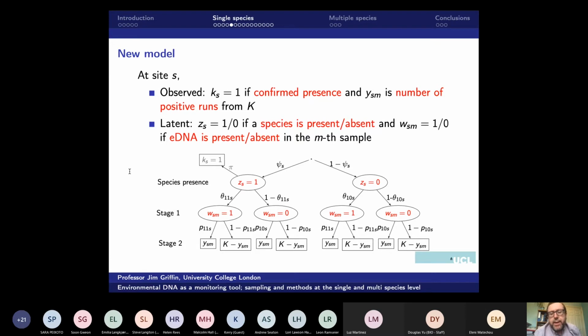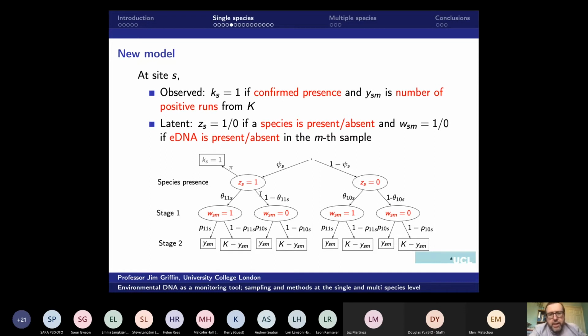So it may be that if you take different samples in different places or at different times, you're going to have different records of eDNA being present or absent. The way that the model is constructed is shown below in the graphical model. So we have here our latent ZS's.